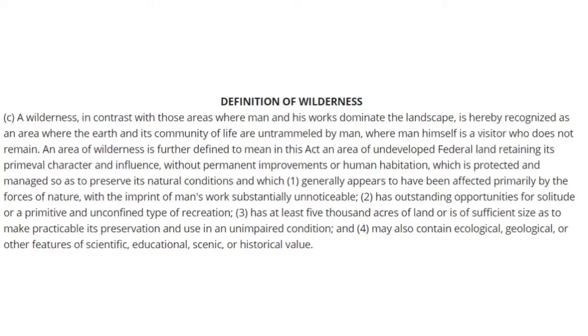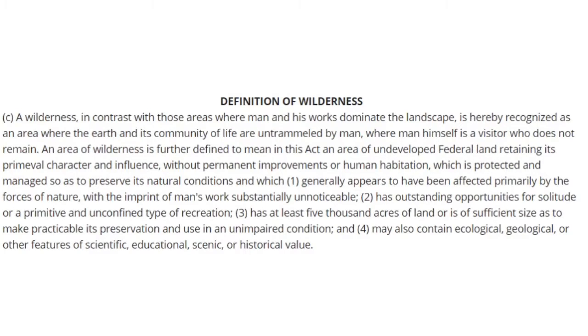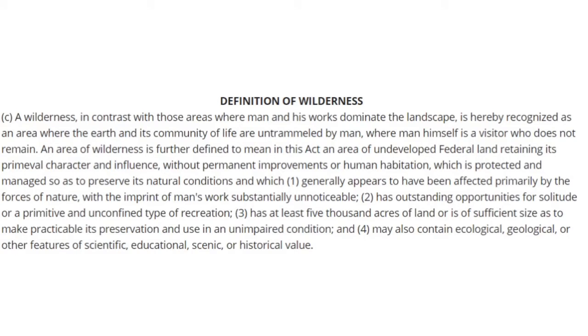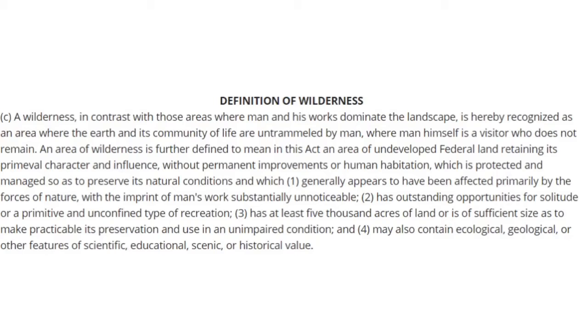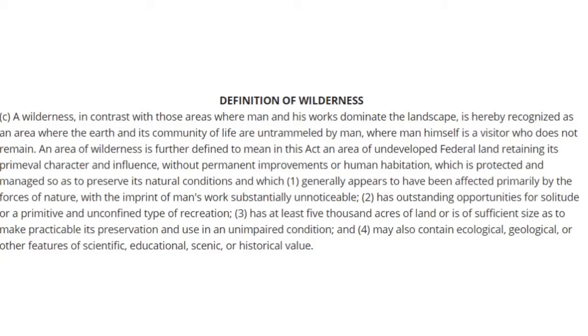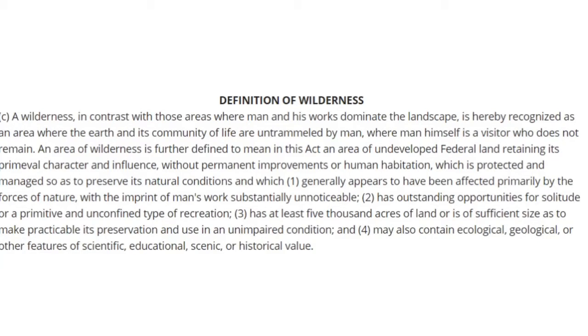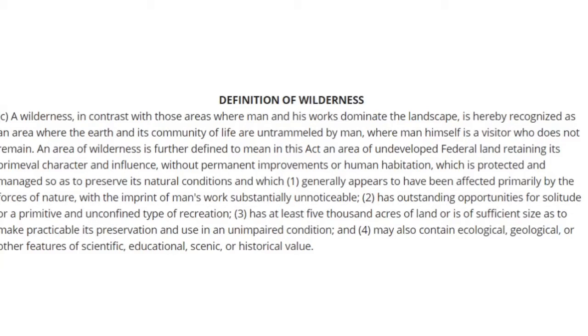There's only one term defined in the definitions section of the Wilderness Act, which is Section 2C. "A wilderness, in contrast with those areas where man and his works dominate the landscape, is hereby recognized as an area where the earth and its community of life are untrammeled by man, where man himself is a visitor who does not remain." The definition is important because that's what will be debated in a court of law.